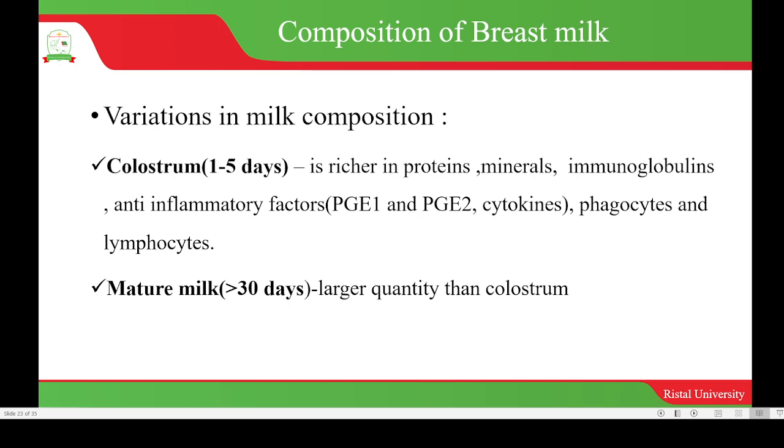The variations in milk composition. Breast milk basically contains colostrum and then the mature milk. The colostrum is present in about 1 to 5 days immediately post-partum, and is richer in proteins, minerals, immunoglobulins, anti-inflammatory factors, phagocytes, and lymphocytes. The mature milk occurs from about after 30 days, and this one contains a larger quantity of all these nutrients compared to the colostrum.